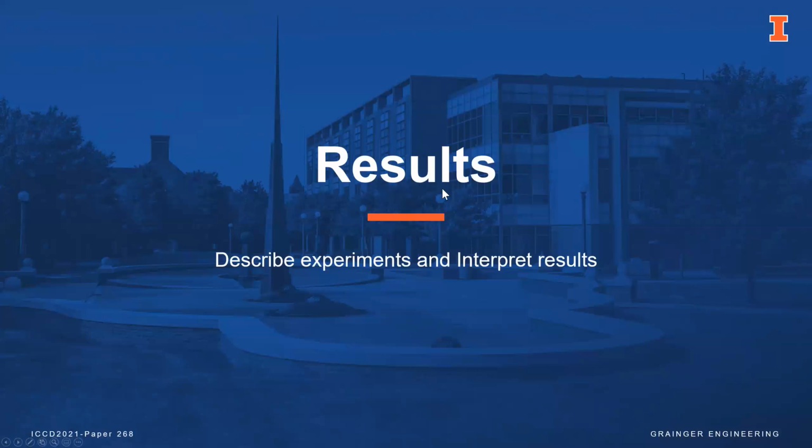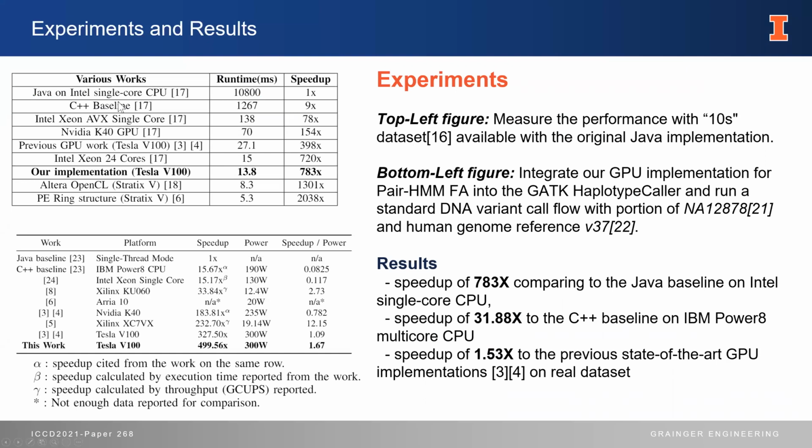This part covers section 5. The top left figure is the 10-second data set, referred to as 16. And the one here shows the different methodologies, covering the real GATK workflow, with a speedup of 783 over the Java baseline, 31.88 over the previous C++, and 1.5 over the state-of-the-art GPU implementation on the same devices.